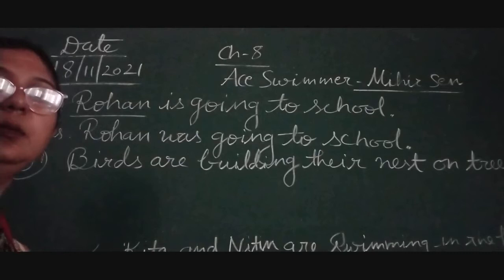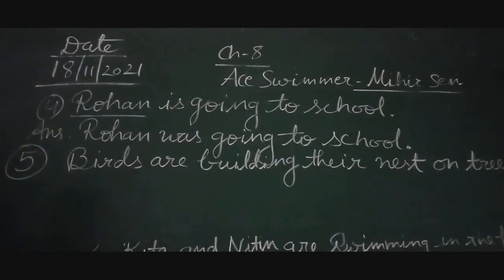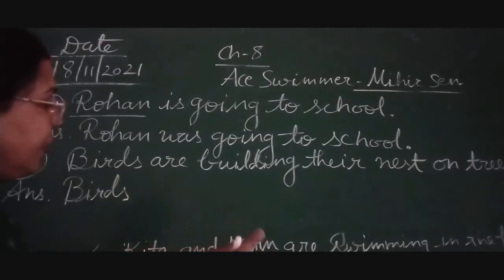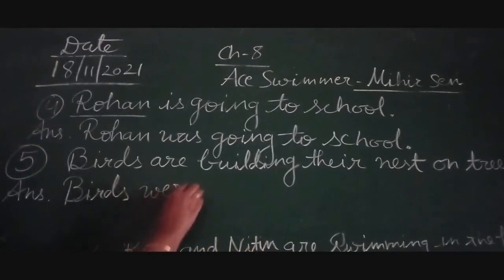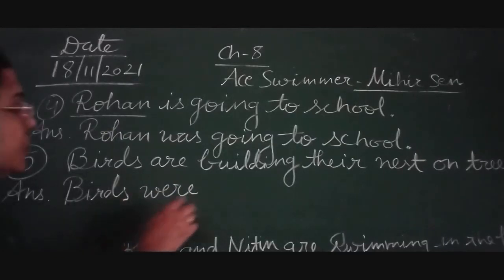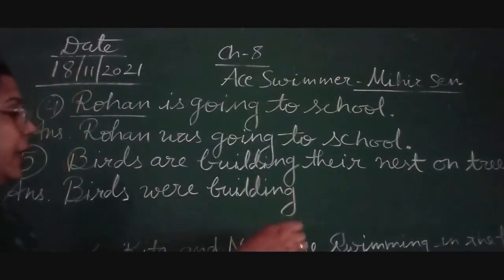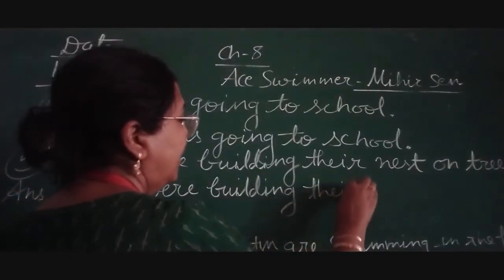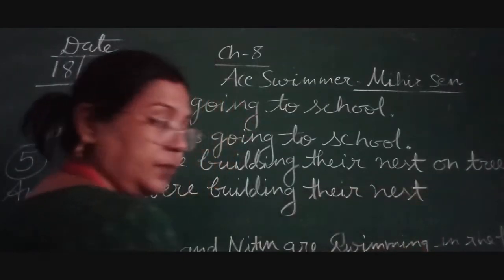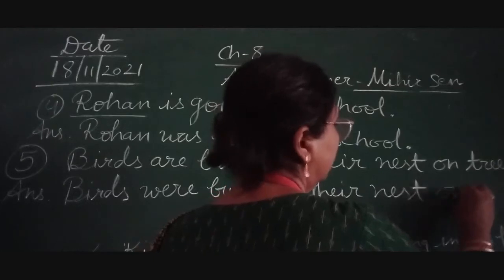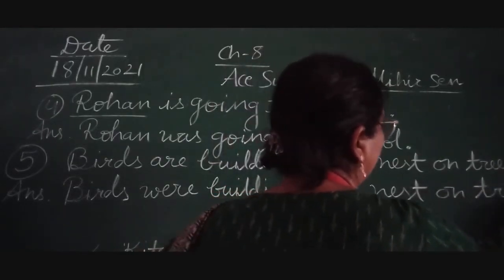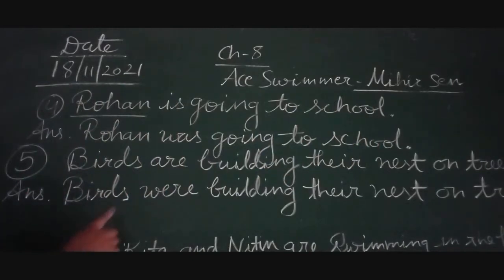Okay children, so write down answer. Birds are building their nest on trees. So birds were, because here you can see this is plural, so birds were building their nest on trees. Okay children, so here birds were building their nest on trees. So complete it children.